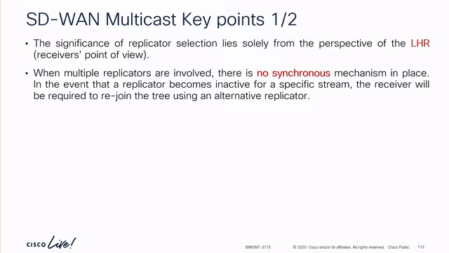If we have multiple replicators in your SD-WAN fabric, there is no synchronization mechanism between the replicators. So if the replicator goes down and you are using that replicator to receive that stream, there are some glitches for the multicast, because the receiver has to join the new replicator which is closest to that particular stream.